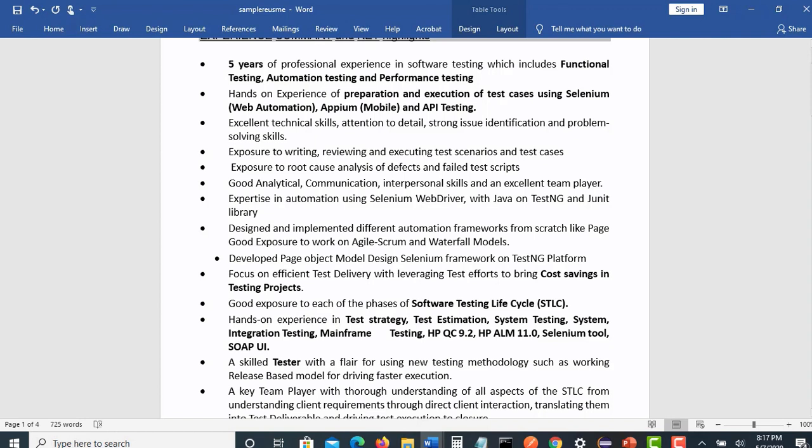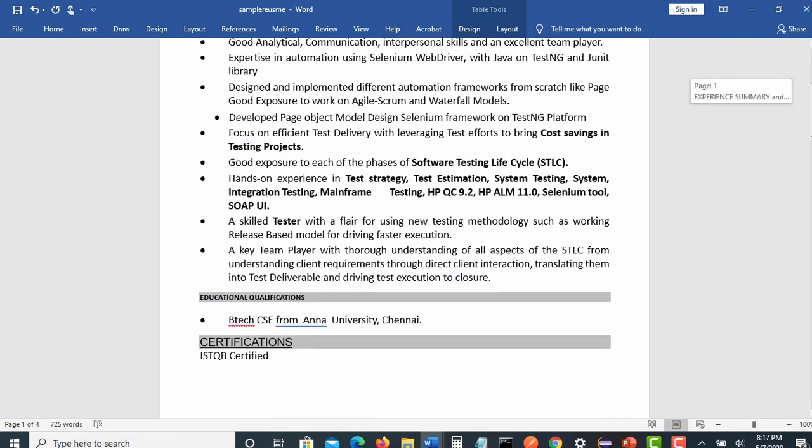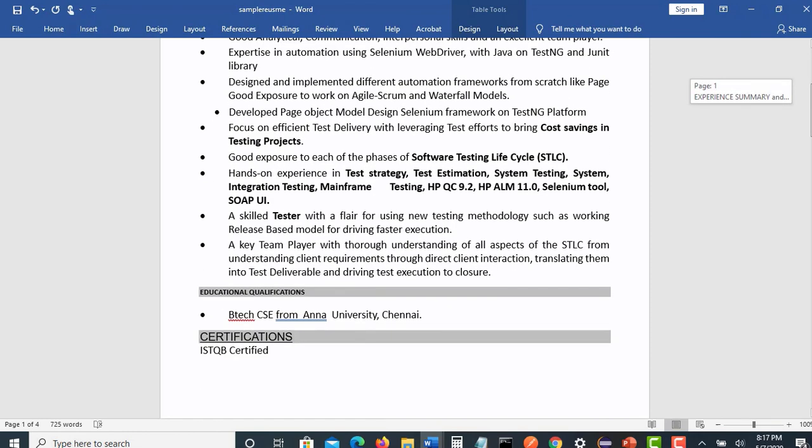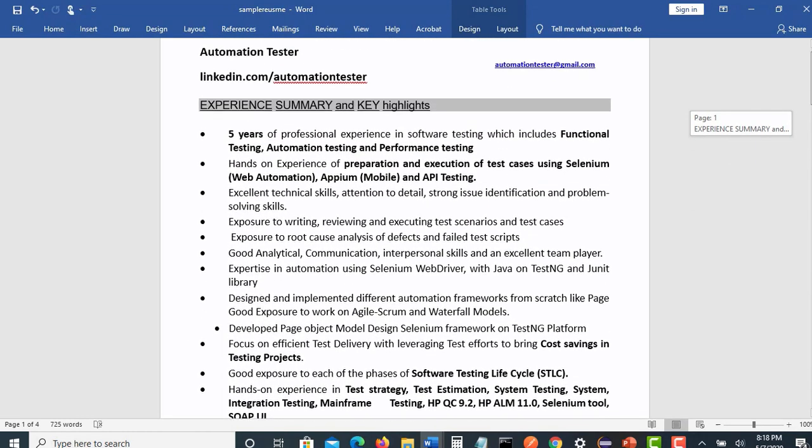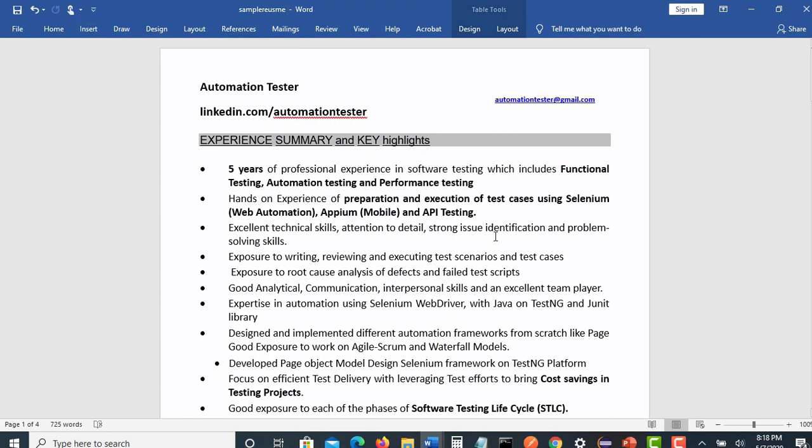And don't put any college project experience or mini projects you have done in your college. If you are experienced, you should not put everything you have done in college. Just mention your college name, that's all, okay? That will not help you. Instead, if you have any certifications, go ahead and put them. That will give some additional weightage. Okay, so these are the points you have to remember.